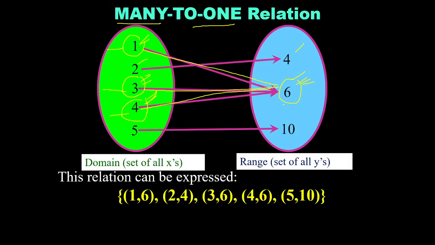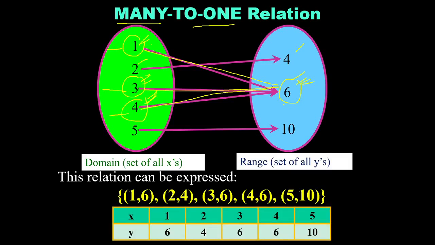Okay, how do you write this as a table of values? So the table of values is this. You have here 1, 6, 2, 4, 3, 6, 4, 6, 5, 10. Now, let's start with our domain. What's the domain here? Okay, 1, 2, 3, 4, and 5. Now, what is the range? 6, 4, and 10.